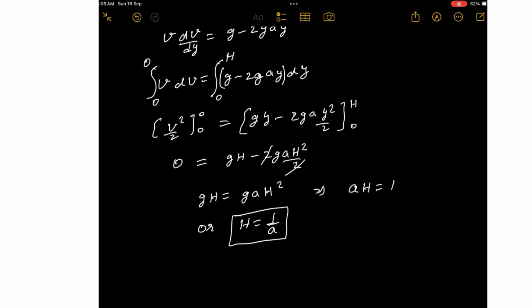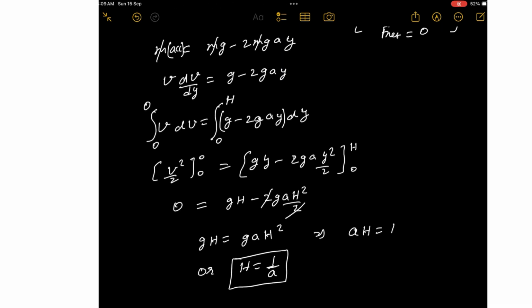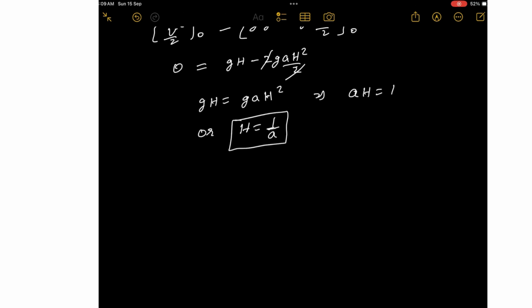And now you have to find the work done by this force F up to half of the height. So now we know that work done by any force is F dot dy.